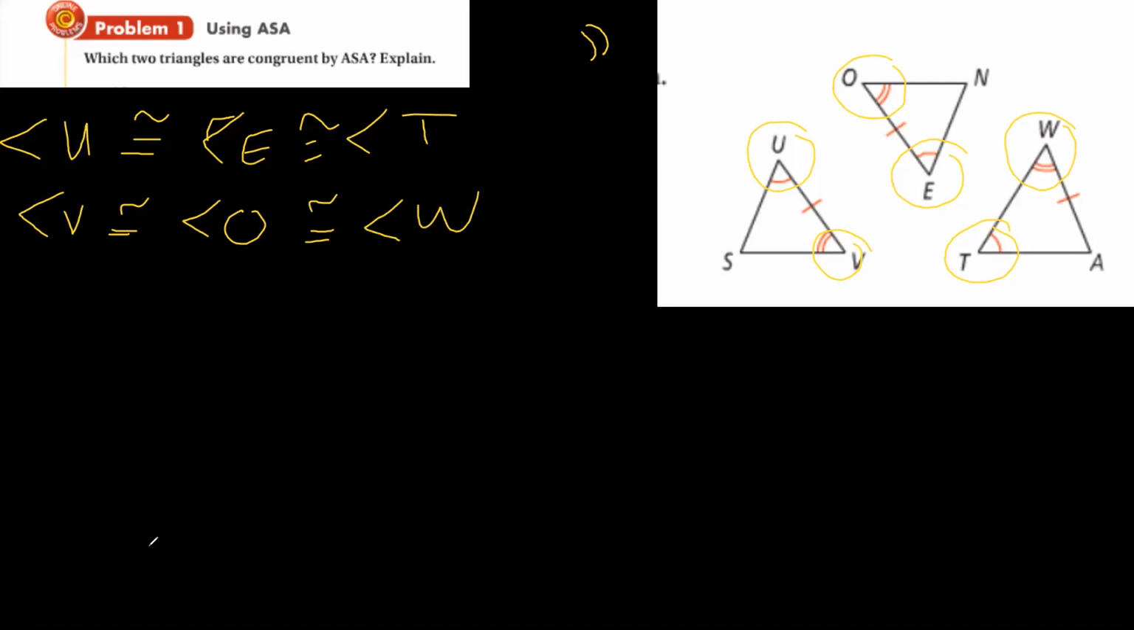Now, after that, what is also the given information here? I talked about the angles. What else? Can I have a congruent side here also? Yes, we must have sides. UV is congruent to OE and TA. So line segment AW is congruent to what?